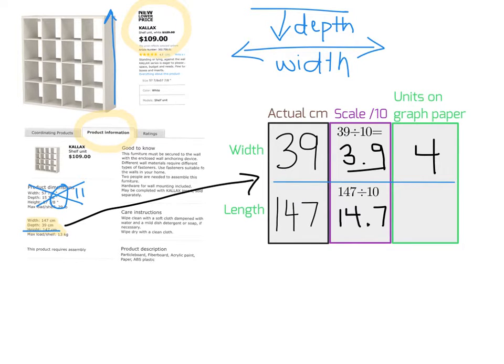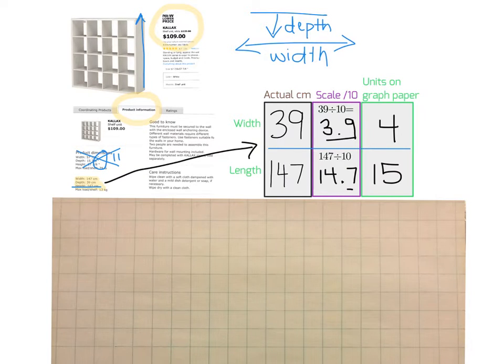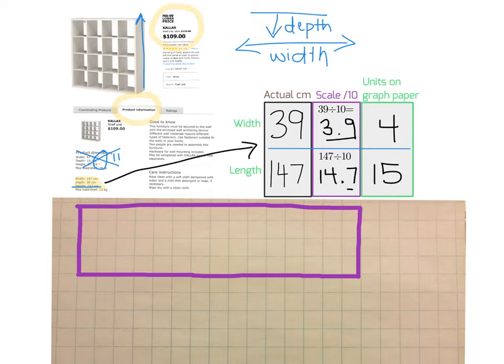So I'm just going to draw 4, and I'm going to draw 15. 14.7 is closer to the next 10, so I'm going to round up to 15. So now I'm going to draw that. So 4 units, 1, 2, 3, 4. And then I'm going to draw 15. 1, 2, 3, 4, 5, 6, 7, 8, 9, 10, 11, 12, 13, 14, 15. Go up 4 and over, on my line as much as possible. And I have 4 by 15.